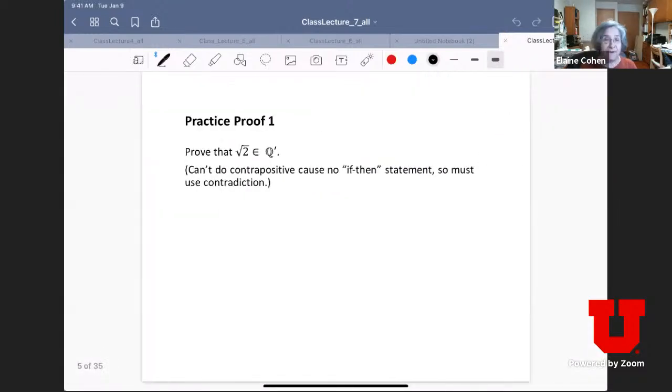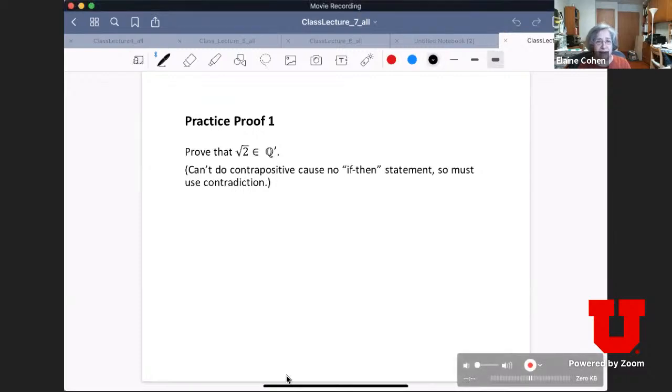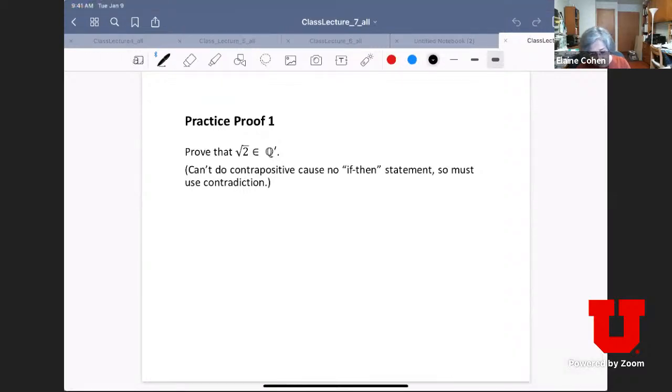Okay, our first practice proof says: prove that the square root of 2 is irrational. It's in Q prime. And here I'm saying you can't do contrapositive. I'll give you some hints because it's no if-then statement, so you can't do not-then implies not-if. That's not something you can do.